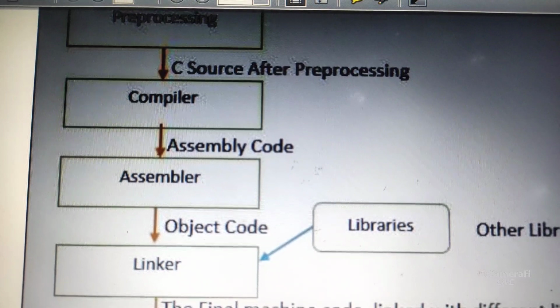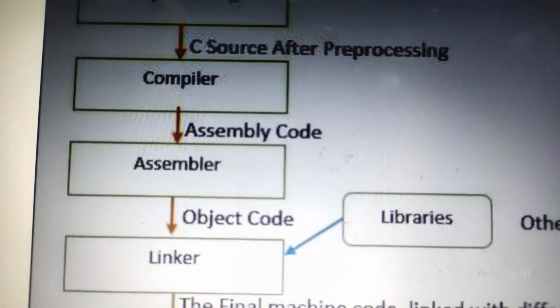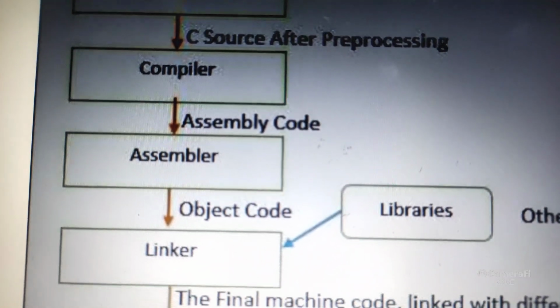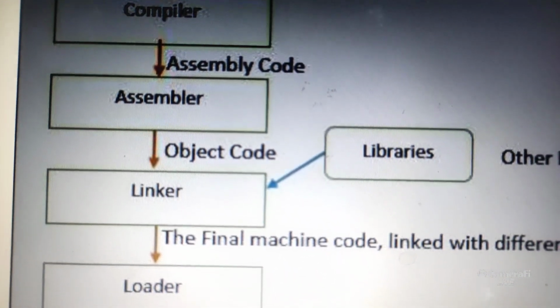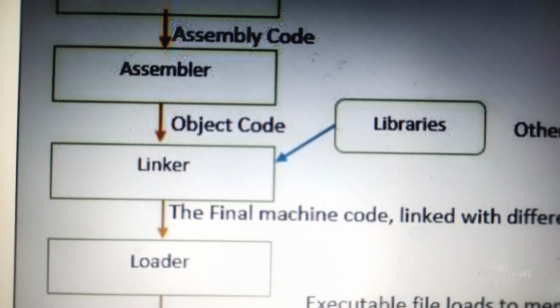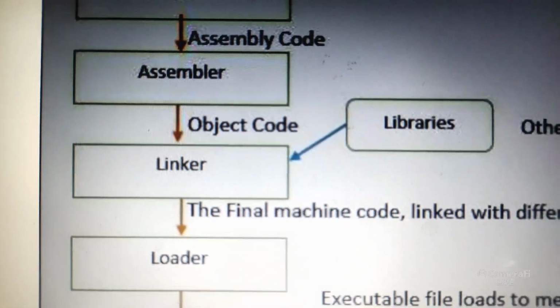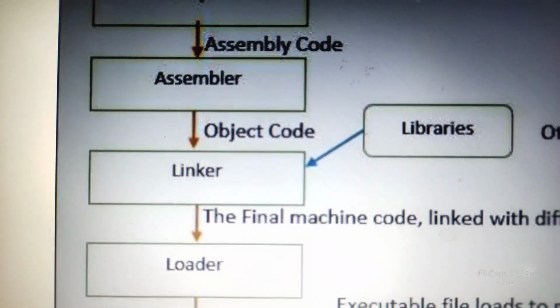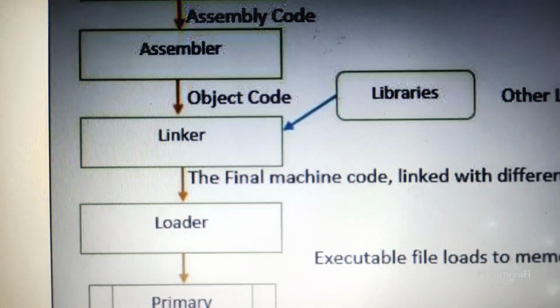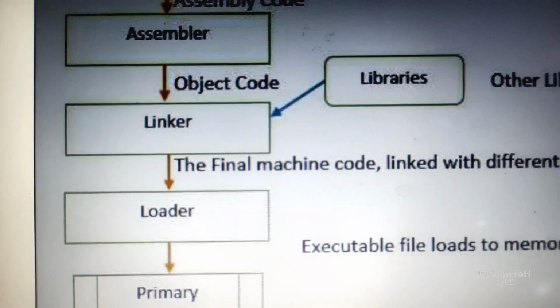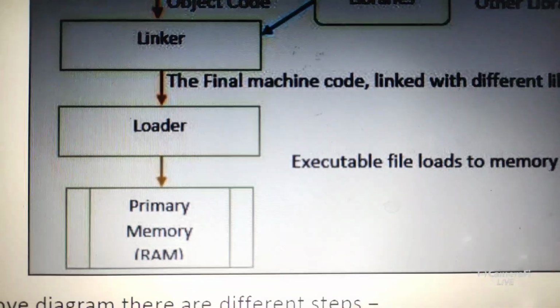So source code, object code, assembly code. Source code means the program. Assembly code means the original program converted into assembly or machine language, and the zeros and ones code is called object code. Next, linkers will be there. The linkers will link the library functions that we are using.